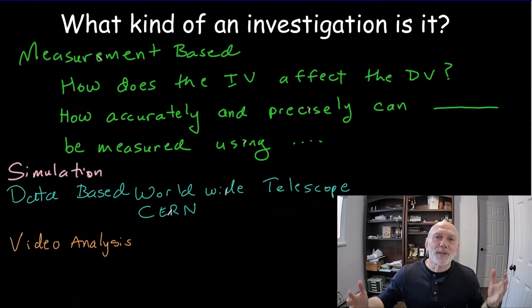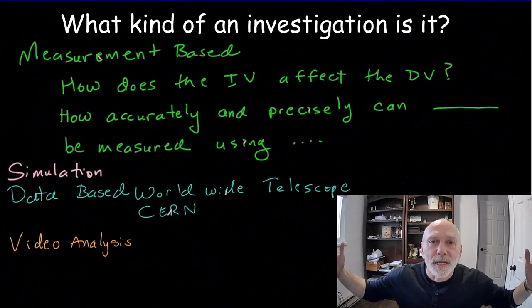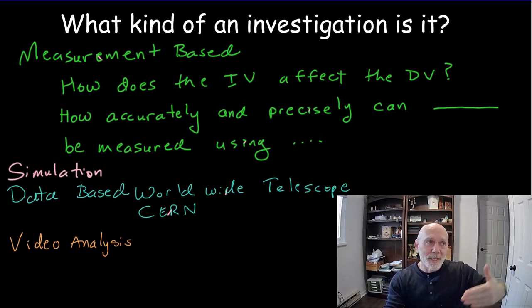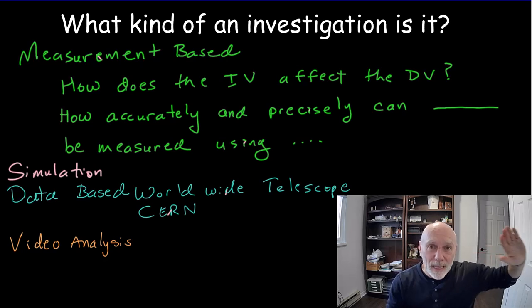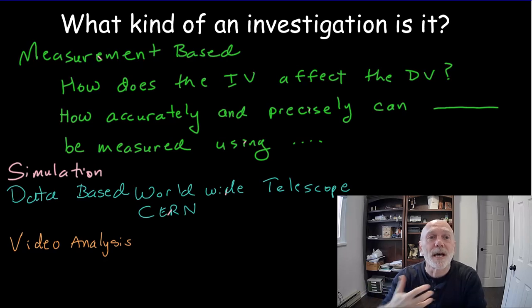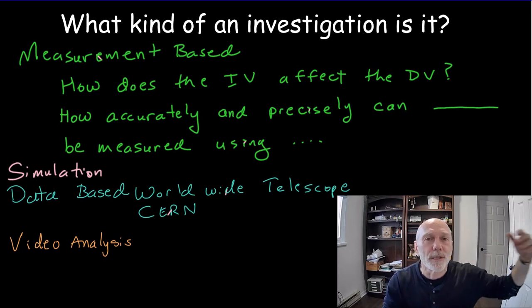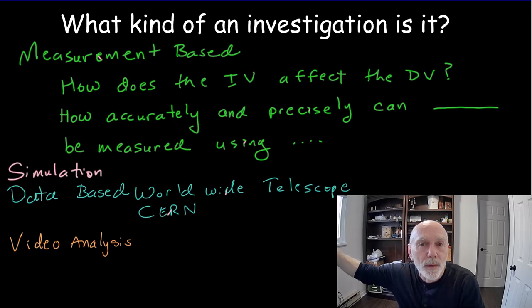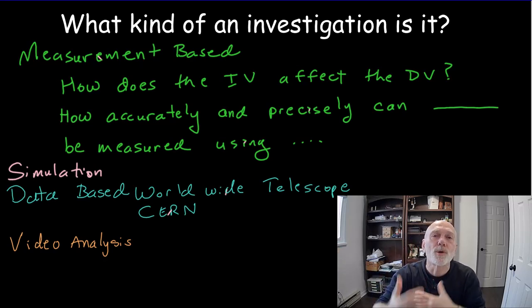The second question is usually, well, what can you do in the investigation? What's the investigation about? Overall, it's an investigation where you have to plan the investigation and then carry it out. So planning and design are part of the process. Most of the investigations in physics are going to be measurement based. That means your research question would be along the lines of, how does this independent variable affect this dependent variable? Or it could be actually measuring a physical quantity.